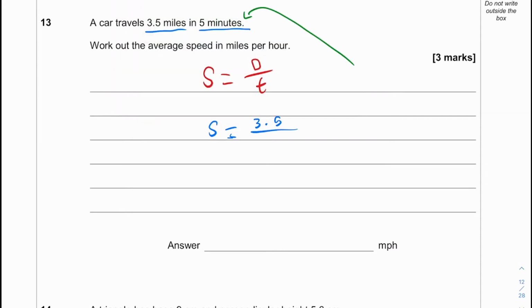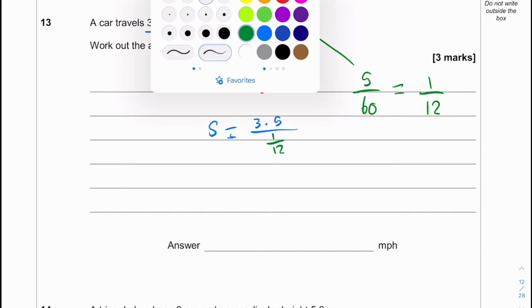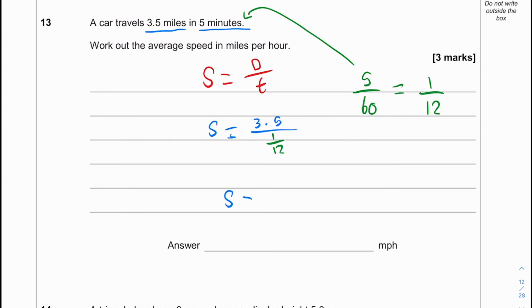Okay, so 5 minutes in hours, what we do is we take the 5 divided by 60, and this is equal to 1 over 12. So 5 minutes in hours is 1/12 of an hour. So we then divide our 3.5 miles by 1 over 12. And when we do this, we get the speed to come out at 42 miles per hour. So the answer is 42.